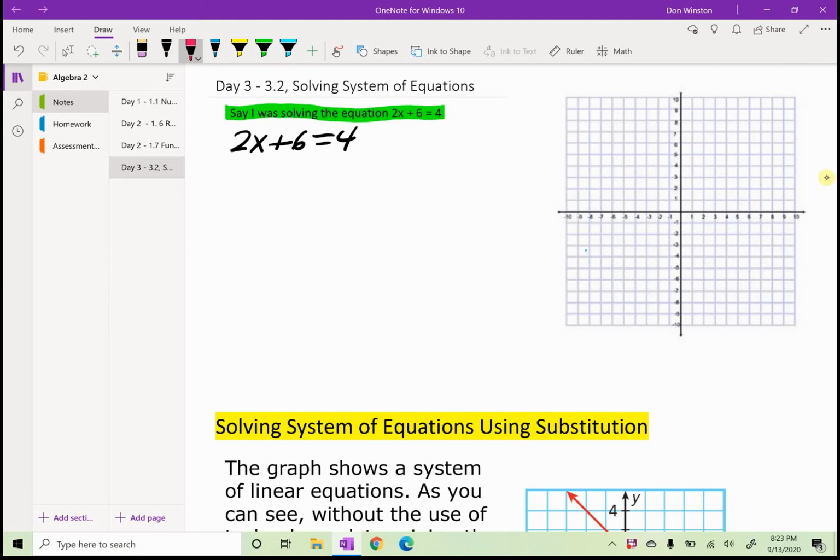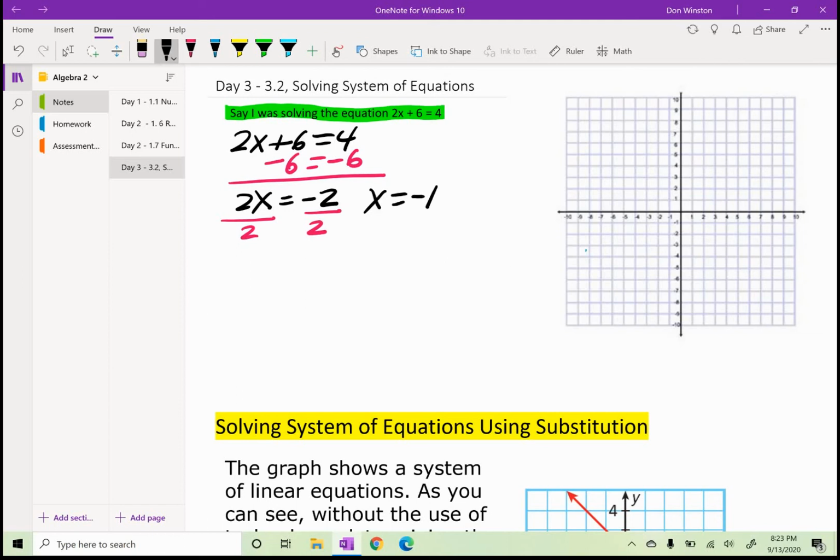So the first thing we would do, recall, we would subtract 6 from both sides. And then we would have 2x equals negative 2. And then we would divide both sides by 2, and we would get x is equal to negative 1.